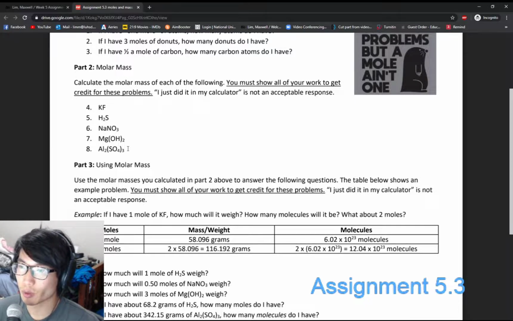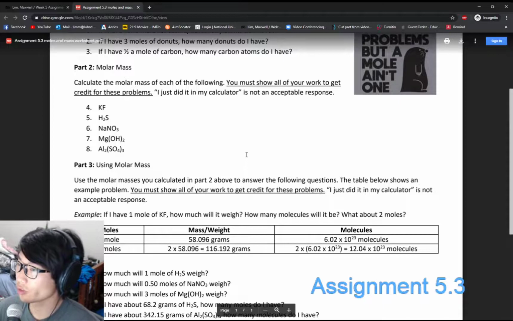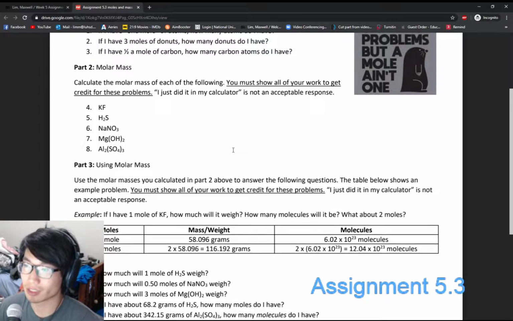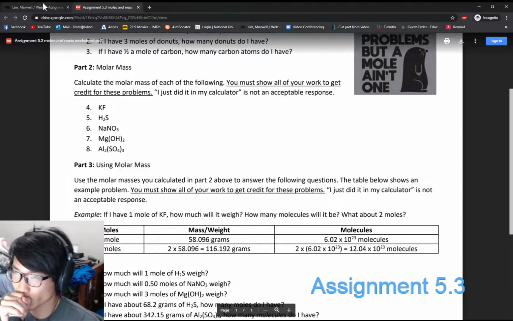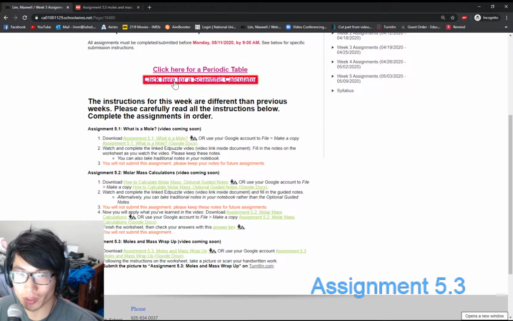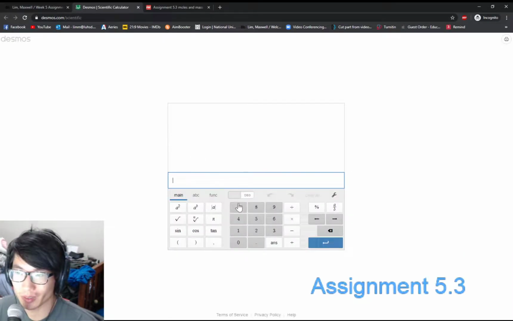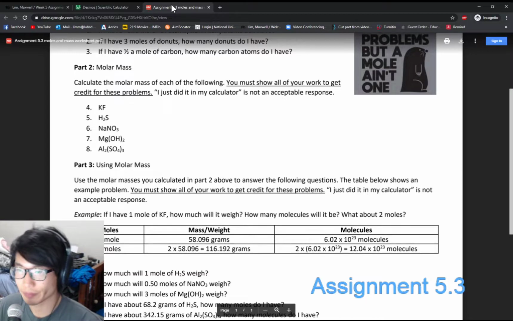So it says calculate the molar mass of each of the following. You must show all of your work to get credit for these problems. "I just did it on my calculator" is not an acceptable response. If you don't have a calculator, and like I always say, don't use your iPhone calculator, it sucks. I posted a really nice one right here. You guys have probably used this one before. It has parentheses, you can delete. It's way better than your iPhone. Don't use an iPhone calculator. They suck.